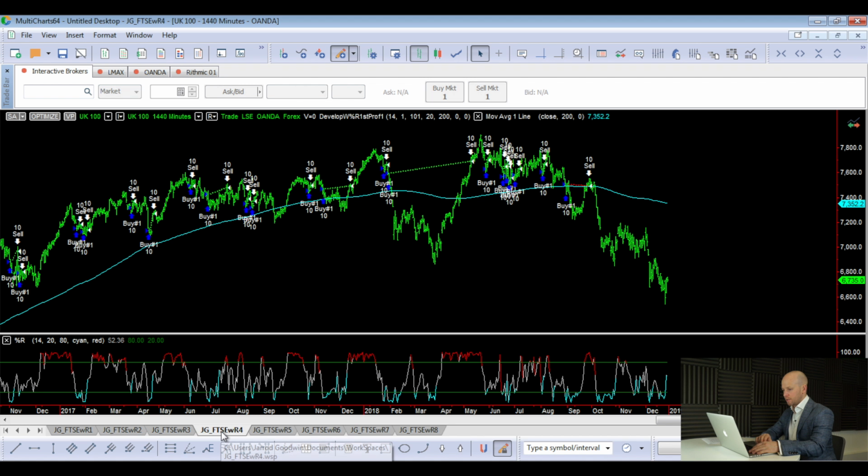In the next workspace, I want to look at the level of the Williams percent R. At the moment, we're taking trades when it gets below 20, but perhaps there's a better level there too.